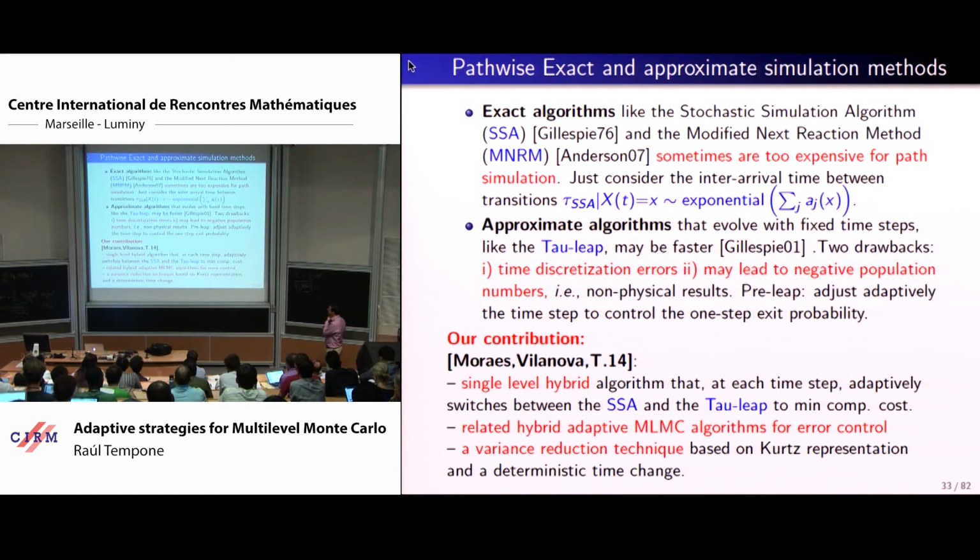For example, the pre-leap is just to adjust adaptively the time step in order to control the one-step exit probability. But we would like to always relate things with respect to the goal, which is to relate all types of errors that we have in this approximation with respect to the goal, which is the expected value of g of X(T). So what we did in this line of adaptivity was to first create a single-level hybrid algorithm that at each time step adaptively switches between the exact path simulation and this tau leap sort of Euler in order to do what? To minimize the computational work. So why is this somehow needed?